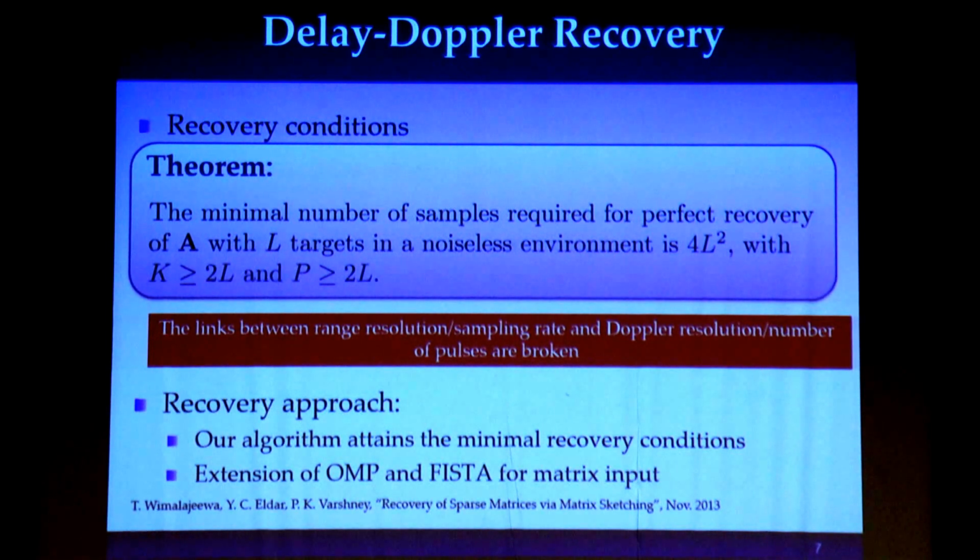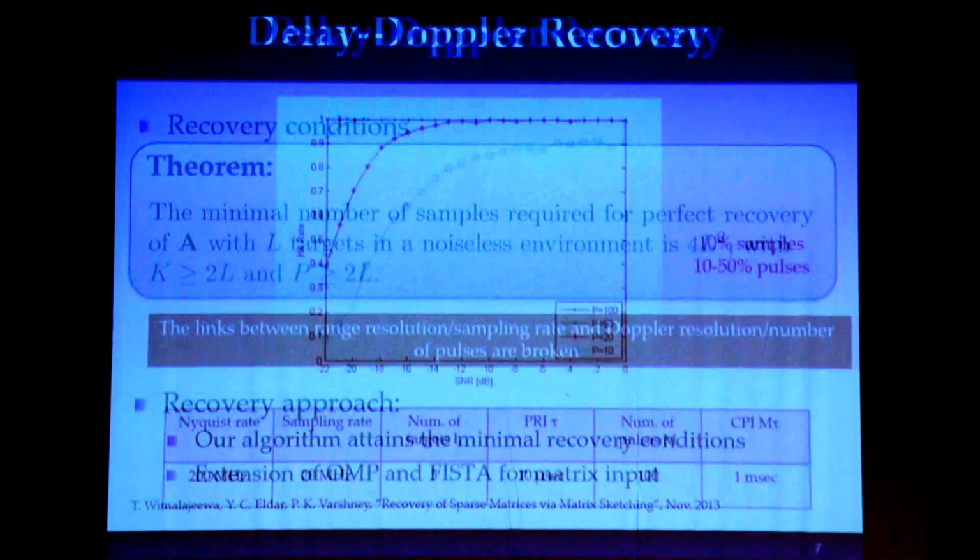So how do we actually recover? Because this is the minimal requirement that we need. To recover, we're going to extend well-known compressed sensing algorithms from vector inputs to matrix inputs. So we extended OMP and FISTA for matrix inputs. And we can show that our approach attains the minimal recovery condition, because the partial Fourier matrix that we have leads us to attain these 2L and 2L minimal conditions.